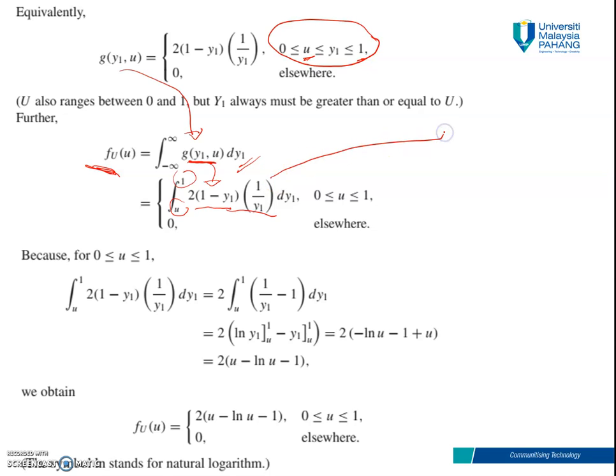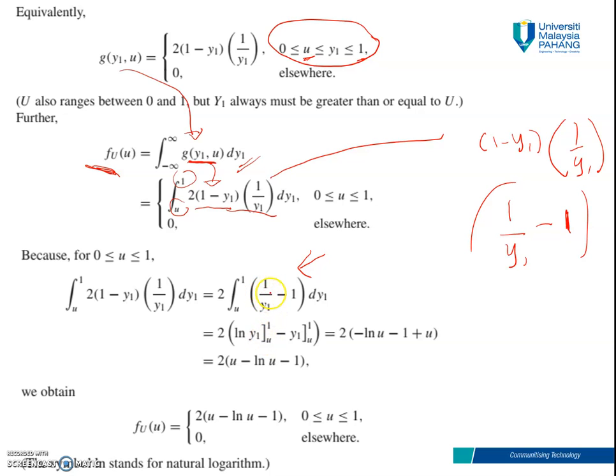Okay, this one for sure you can simplify. Actually, you get 1 minus y1, and then you have 1 over y1, isn't it? So when you simplify this one, you get 1 over y1 minus y1 over y1, which is 1. All right, so that's why you have this one. Then you integrate with respect to y1, so this one you will get ln y1.